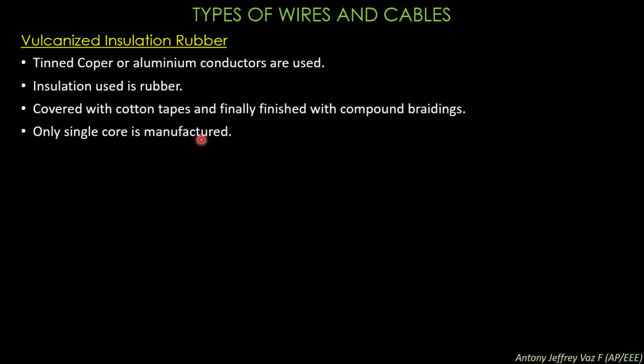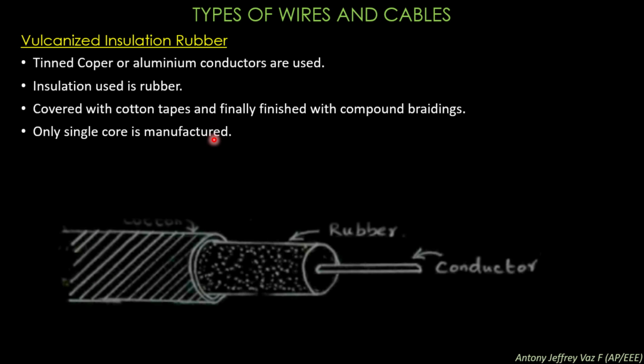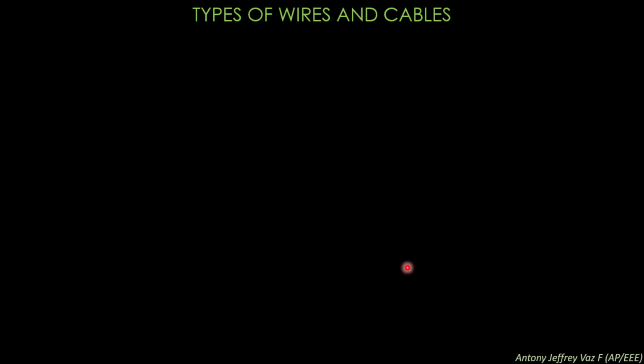Only single core is manufactured. So if you need to buy this cable, you will be having a cable like this. There will be one conductor inside the insulation, and this one is the rubber insulation, and this is the cotton braiding. These braidings are being used to have extra insulation. So the single core represents only one conductor will be present in a cable.